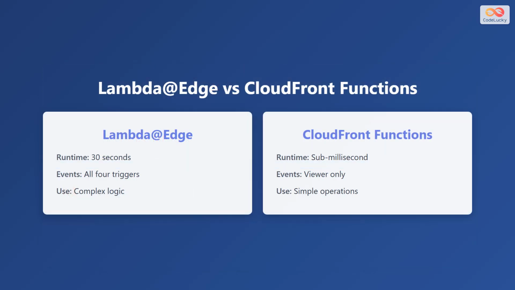AWS offers 2 edge computing options, and it's crucial to choose the right one. Lambda Edge has a runtime of up to 30 seconds and supports all 4 event triggers we discussed earlier. It's ideal for complex logic that requires more processing time or external network calls. CloudFront functions, on the other hand, execute in sub-millisecond time and only support viewer request and viewer response triggers. CloudFront functions are best for simple, lightweight operations like URL rewrites or header modifications.